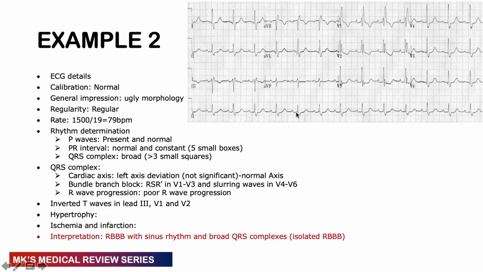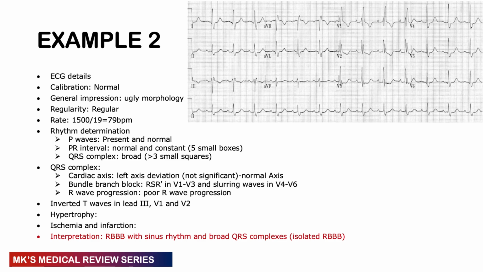We count our PR interval, it's about 5 small squares. You can actually go backwards in the video and count the PR interval. You see that it's 5 small squares. So it's normal and it's constant. It's 5 small squares throughout. Borderline, almost borderlining a prolonged PR interval, but it's constant. So our QRS complexes are broad. As you can see, this one here is well over 3 small squares, your broad QRS complexes.